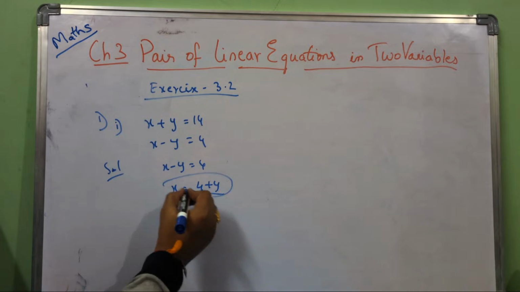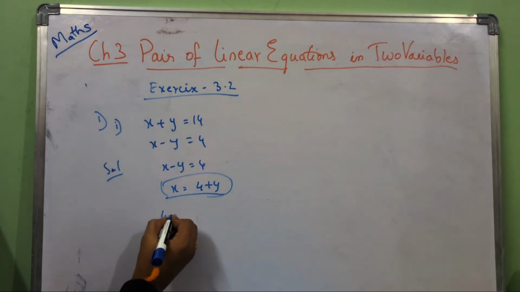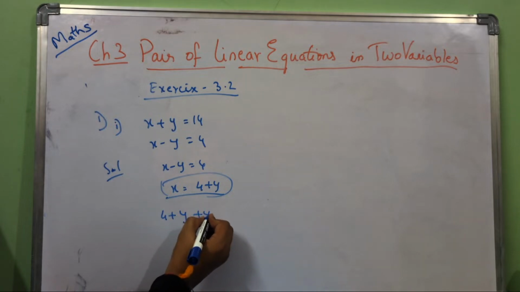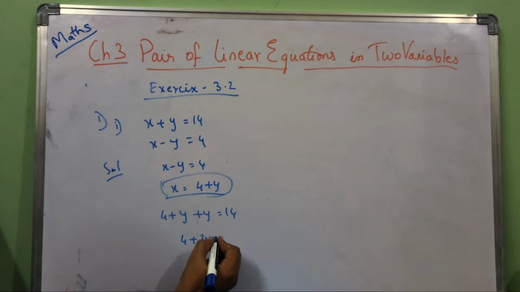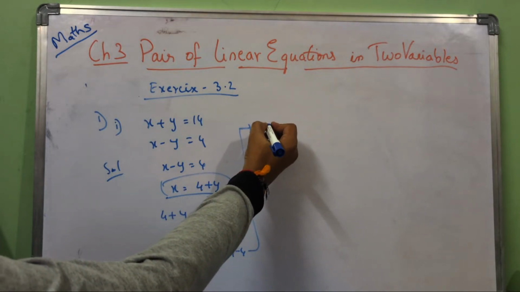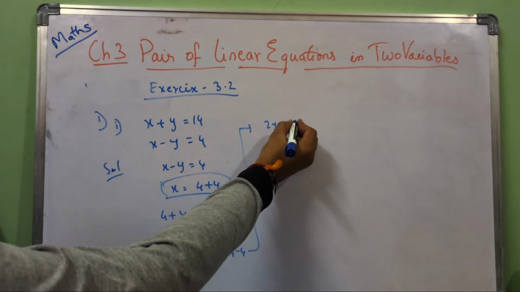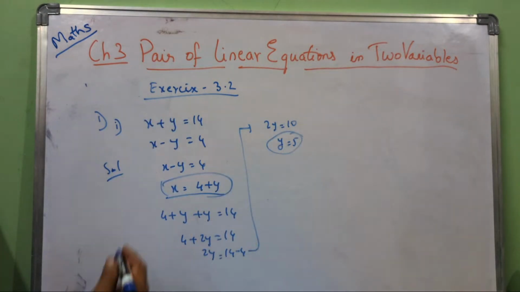Now I am substituting this value in the first. So x, 4 plus y, equal to 14. So 4 plus 2y equal to 14. So 2y equal to 14 minus 4. So 2y equal to 10. y becomes 5. Now this can be substituted in any of the equations.